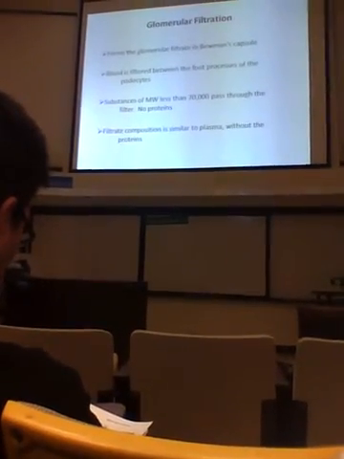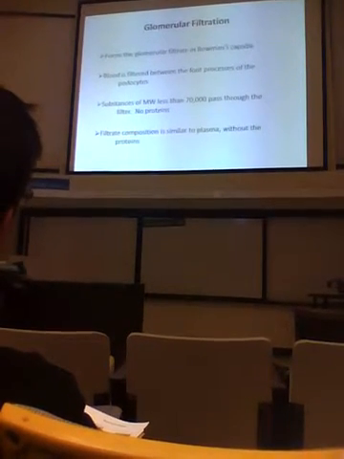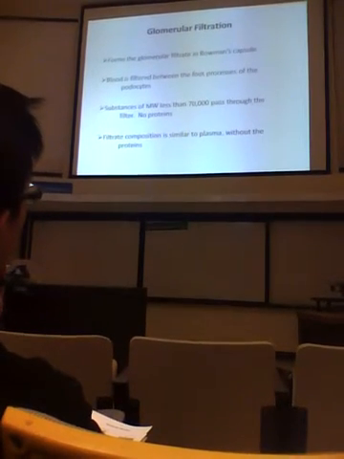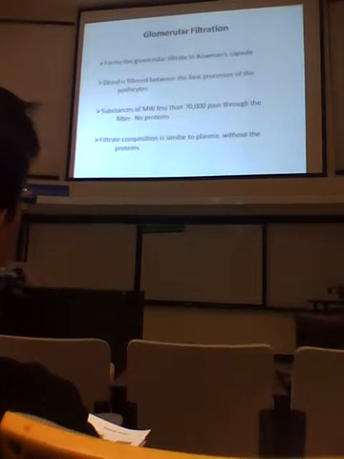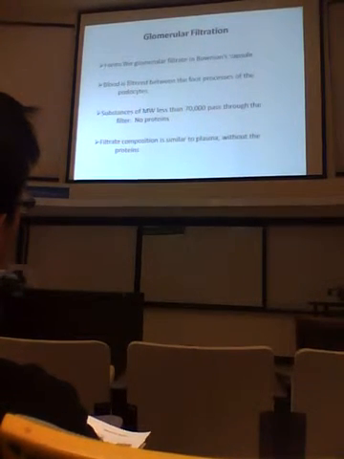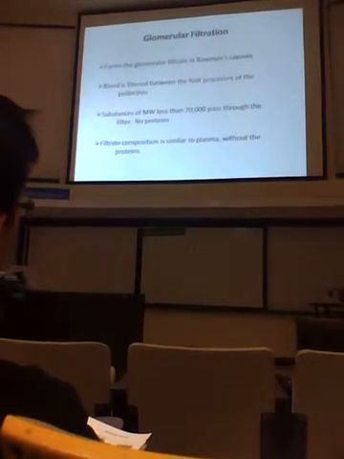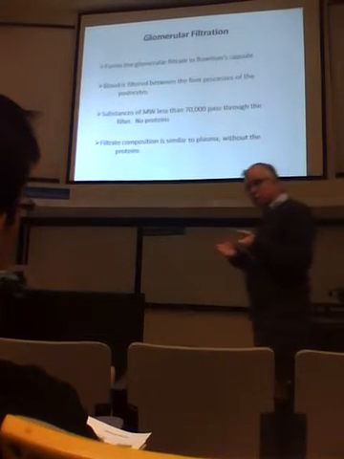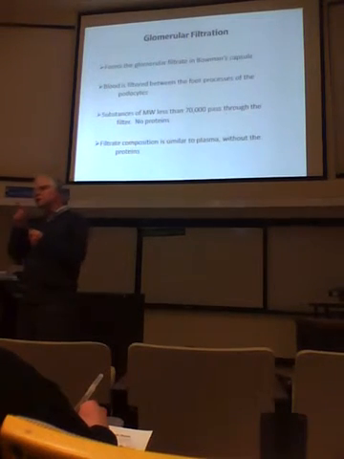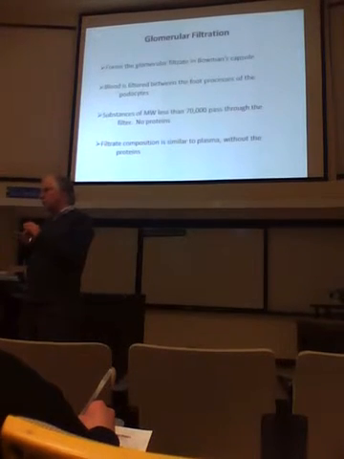So here's some things about glomerular filtration. It forms the glomerular filtrate in the Bowman's capsule. The blood is filtered, and I'll show you that in the next picture. Substances of molecular weight less than 70,000 can pass through the filter. So glucose can go through, lots of small molecules can go through, but no proteins can go through. You don't want protein in the filtrate or in the urine.